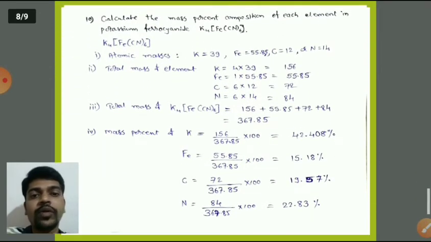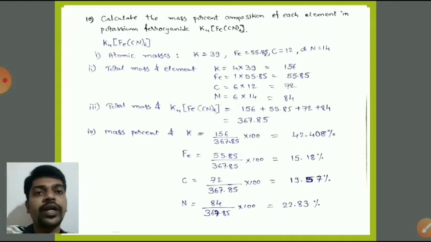Now this is numerical number 10 in the chapter on chemical composition. The problem is to calculate the mass percent composition of each element in potassium ferrocyanide, which is given by the formula K4Fe(CN)6. So this is the formula and we have to calculate the mass percent composition of each element.